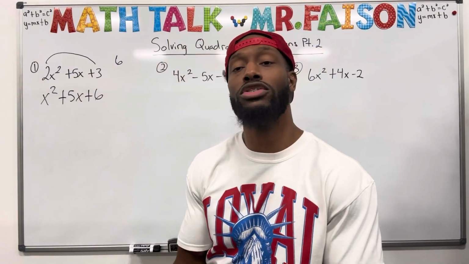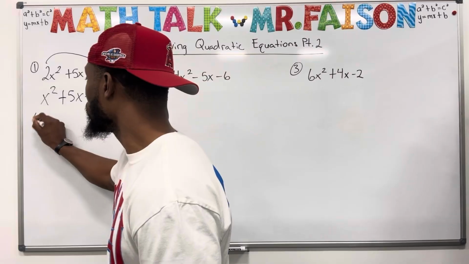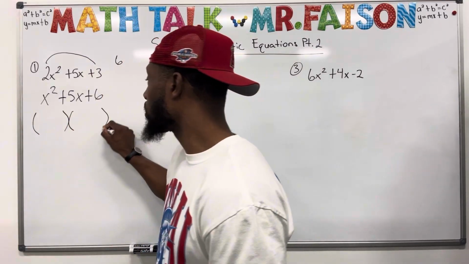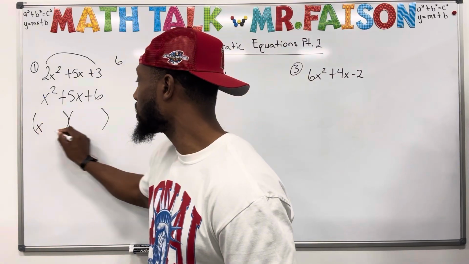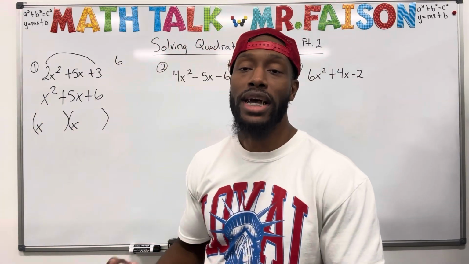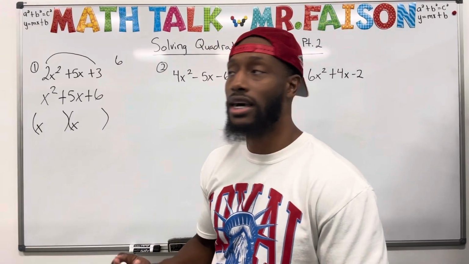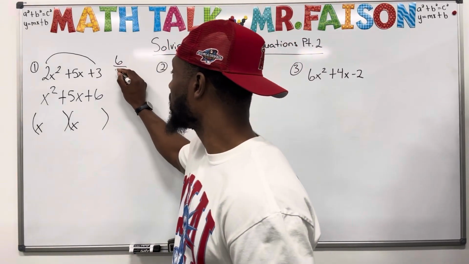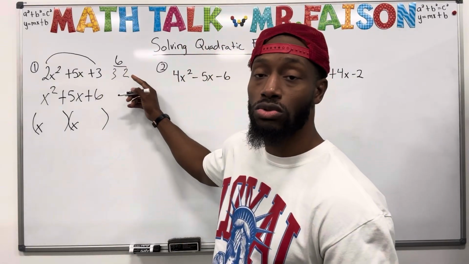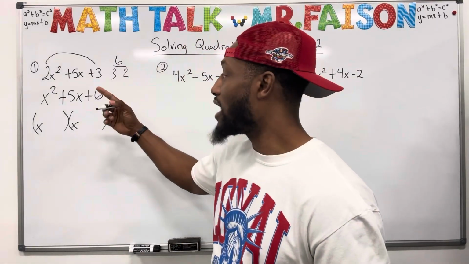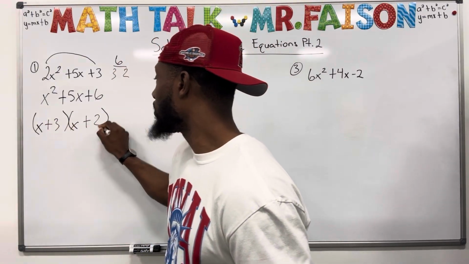Now we wanna solve a quadratic equation where the leading coefficient is 1. First thing we do, parentheses, 2 groups of parentheses. Whenever our leading coefficient is 1, the first thing we put is an x in that one and an x in this one. Now we want to ask ourselves, what 2 numbers can we multiply to get 6, but if we add them, we'll get 5? So if I look here, I'm thinking 3 and 2. If I multiply 3 times 2, I'll get 6, but if I add them, I'll get 5. So positive 3, positive 2.